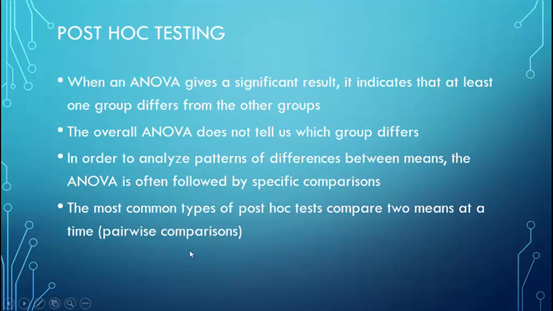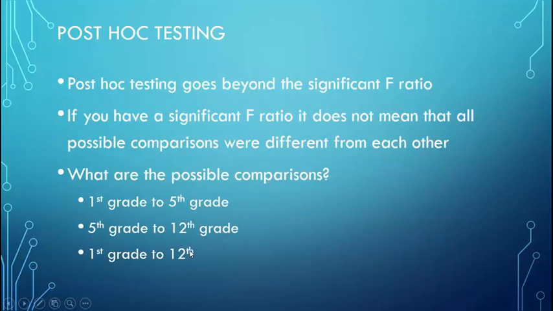We call those pairwise comparisons. And for us, we're going to look at just one type of post-hoc test. It goes beyond your significant F ratio, that first F ratio that we did. If you have a significant F ratio, it does not mean that all the possible means were different from each other. It just means that at least one group mean is different from at least one other group mean.